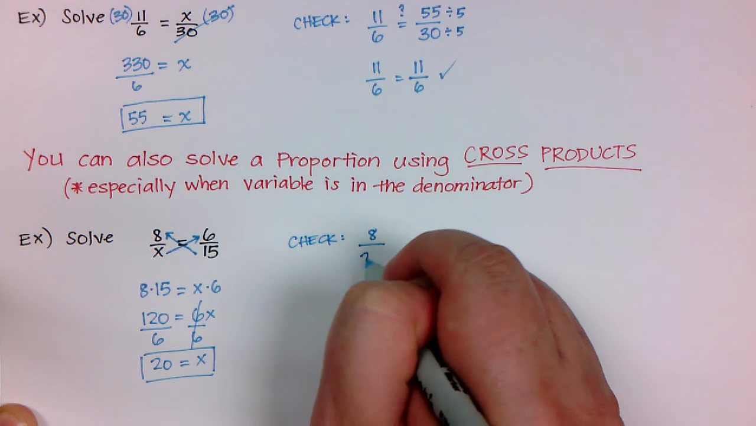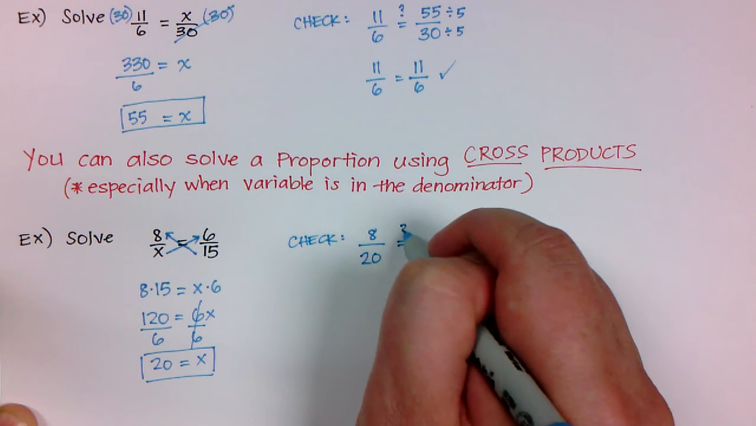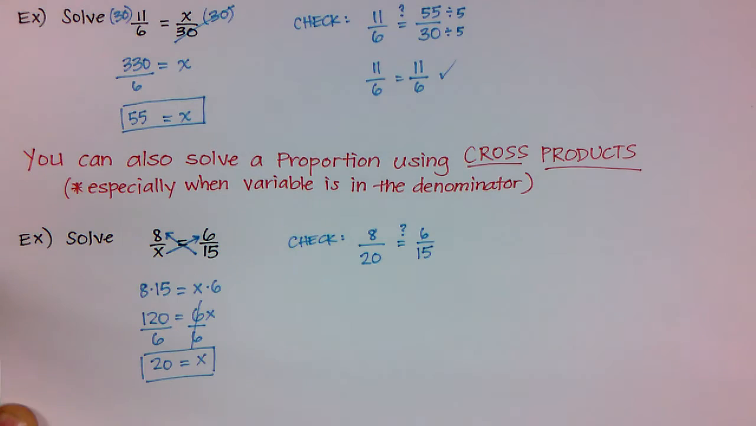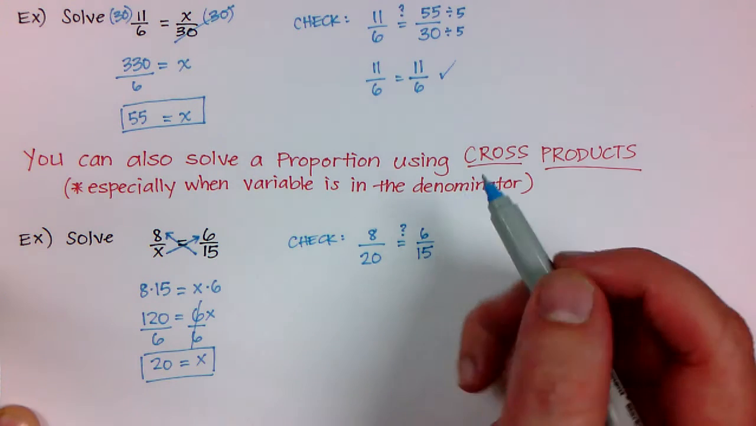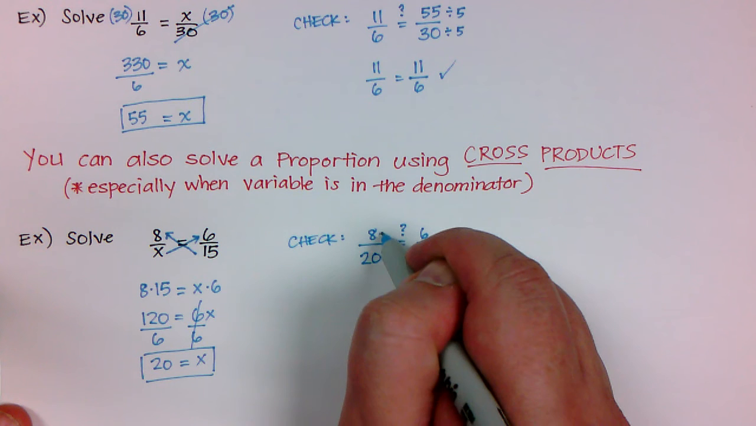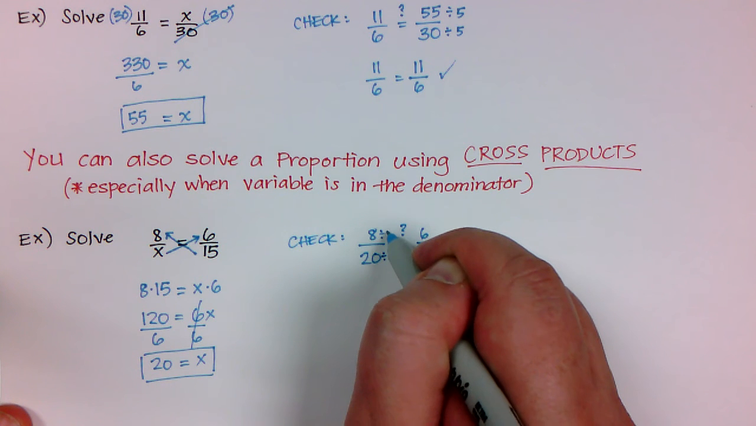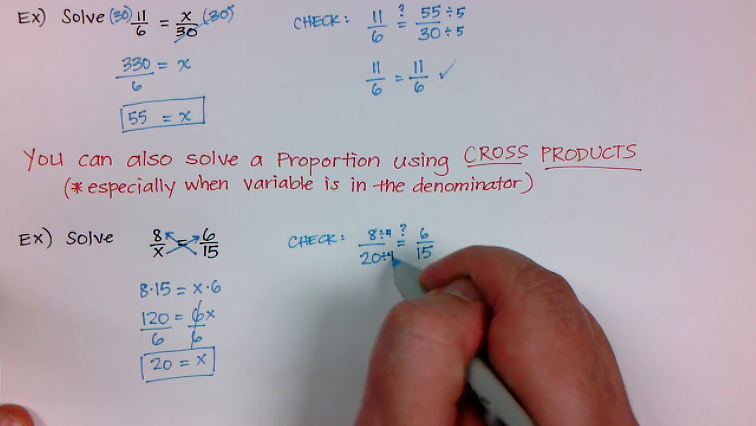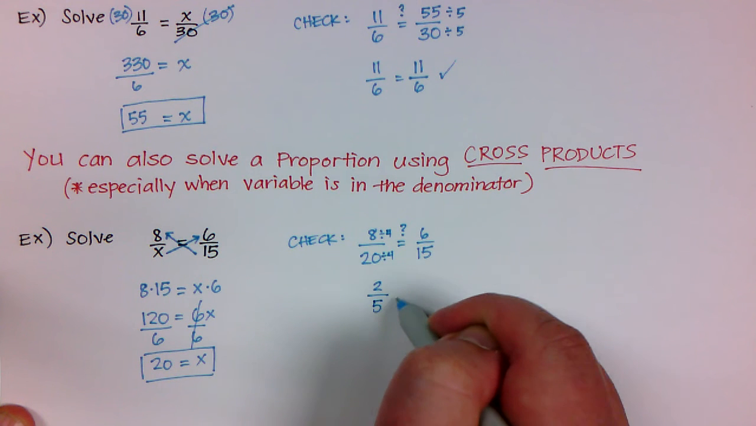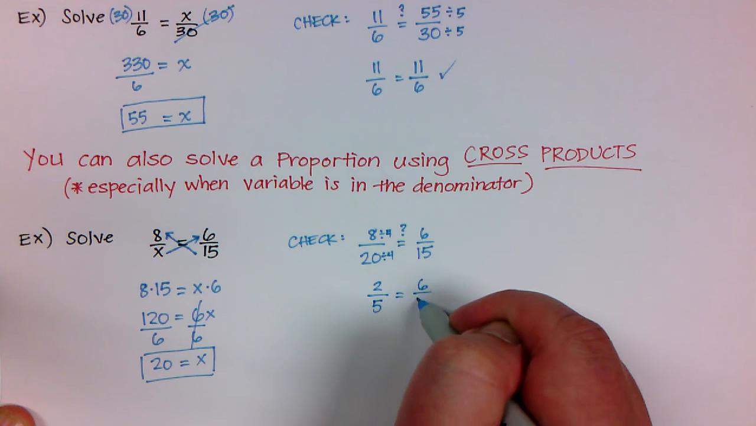8 divided by 20, is that equal to 6 over 15? Now this is where you really need to check both sides, okay? If I'm going to simplify 8 over 20, let's divide those. I can divide them both by 4, right? So now I have 2 over 5. And on the other side, I have 6 over 15.